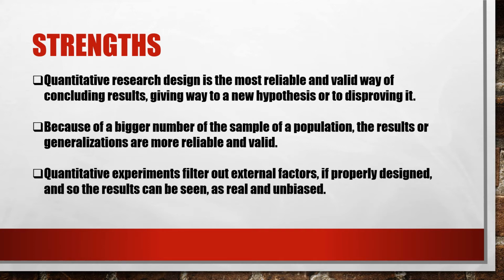Second, because of a bigger number of the sample of a population, the results or generalizations are more reliable and valid. What does it mean? Sampling is done when there is a large population from where samples are selected. However, the more samples that we have in our research, the more accurate and precise our estimation is, leading now to valid research findings.